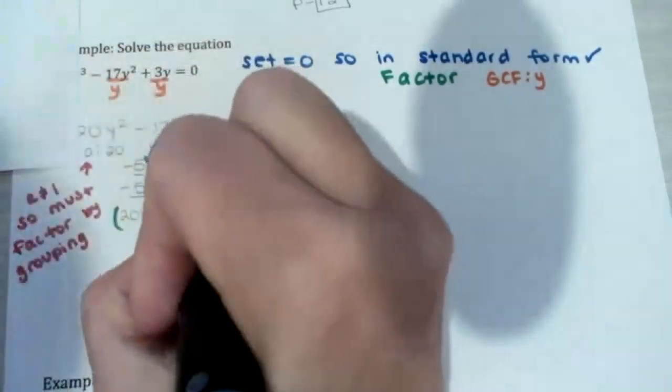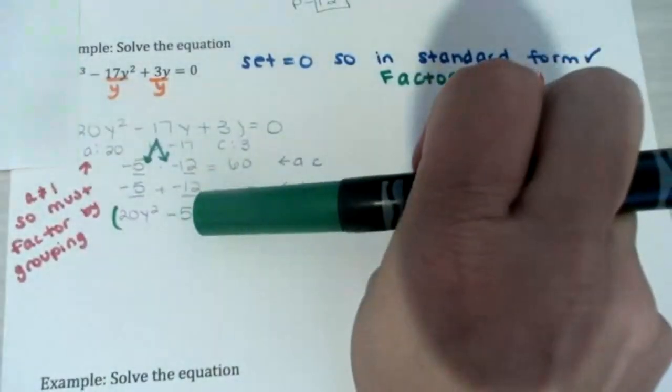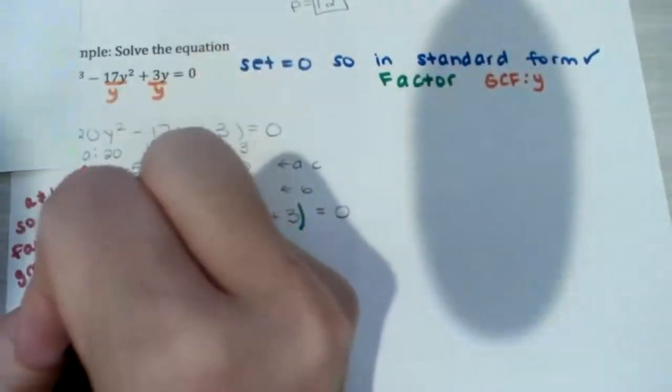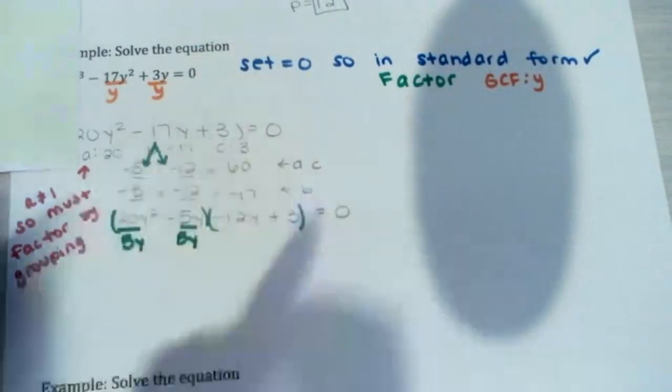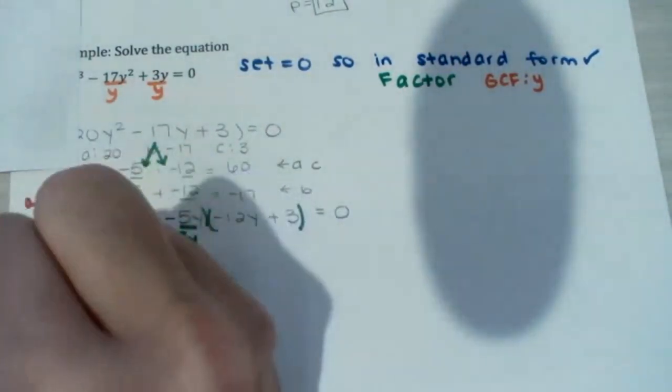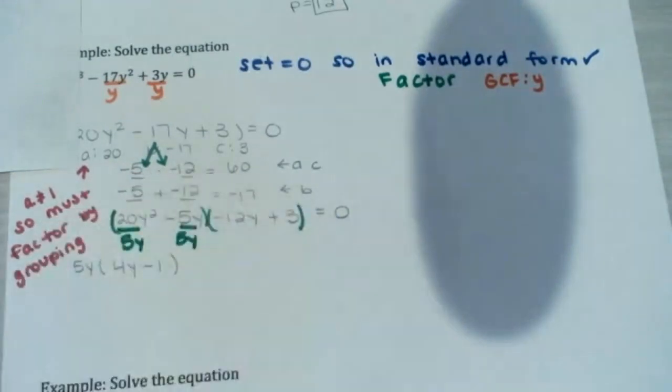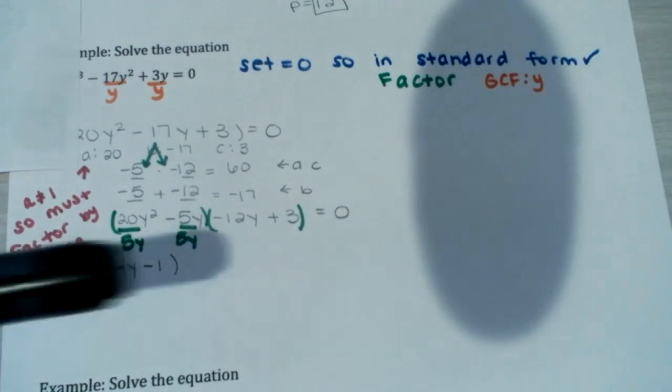So I can group the first two and group the last two. Looking at our first two terms, 20y squared minus 5y, our GCF there should be 5y. Bringing that GCF of 5y out front, we're left over with 4y minus 1. Negative 5y divided by negative 5y is negative 1.